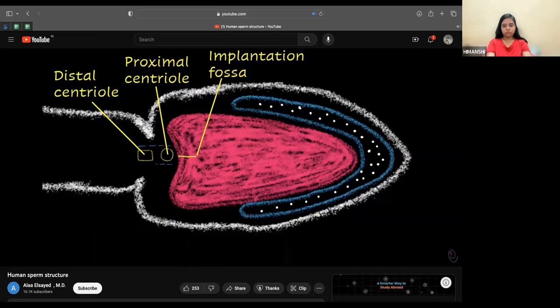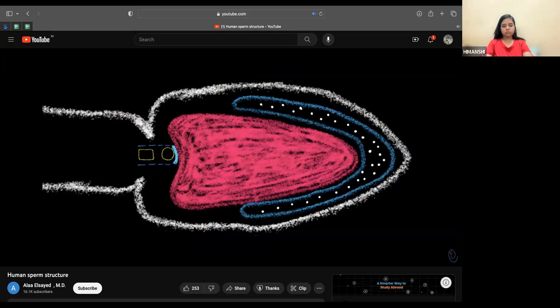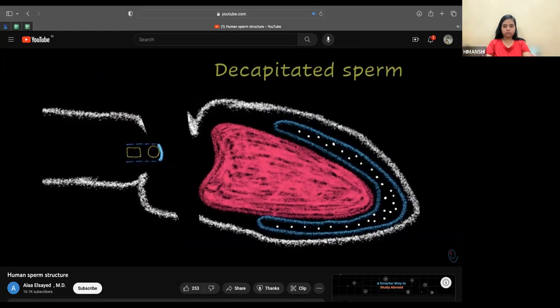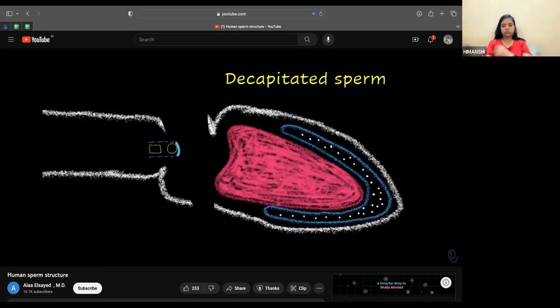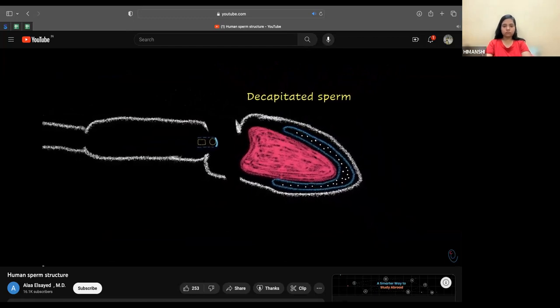The 2 centrioles are surrounded and connected by a banded structure known as connecting piece. The upper part of the connecting piece is covered by a convex cap called capitulum. The convexity of the capitulum articulates with the concavity of the implantation fossa to connect the head with the tail of the sperm. Displacement of the connecting piece from the implantation fossa will result in separation of the head from the tail, forming what is known as decapitated sperm, which cannot swim and consequently cannot reach the oocytes.